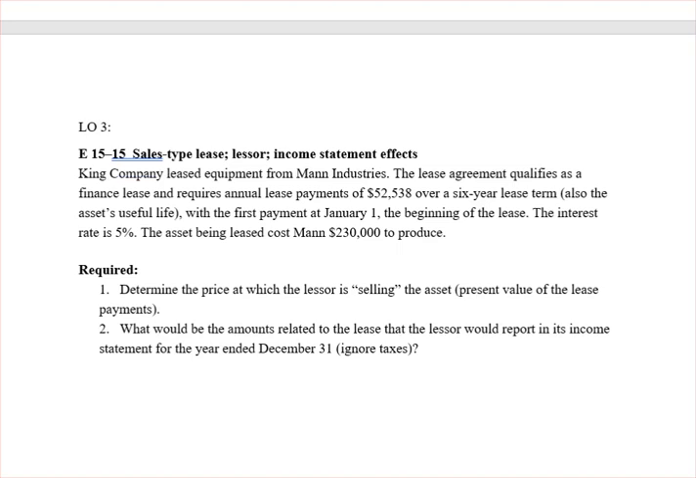Determine the price at which the lessor is selling the asset. Oh, okay. So this is a sales type lease. We need to go in and we need to take the present value of that stream, and we need to figure out from that what its cost must be, what its sales price is. When we compare the sales price to the cost, that would be the gross profit from that sale, because it is a sales type lease. They told us that. Don't have to do anything. They already told us that.